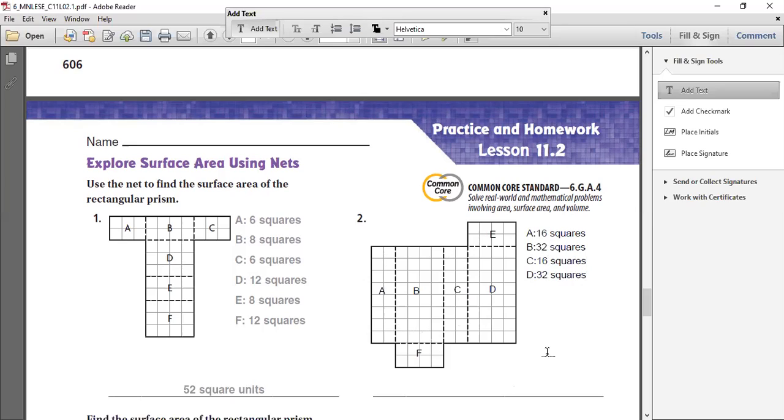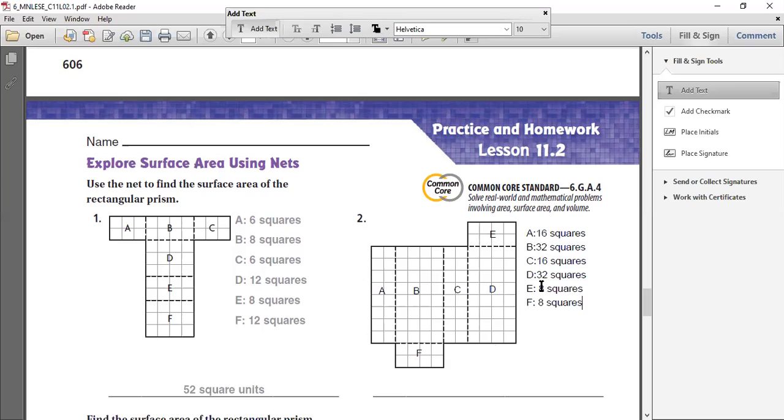And then E is 2 into 4, which is 8. So that's going to be 8 squares. And then F is also going to be 8 squares, because it's again 2 into 4. So that's also 8 squares.